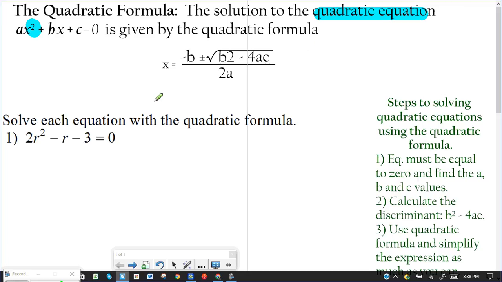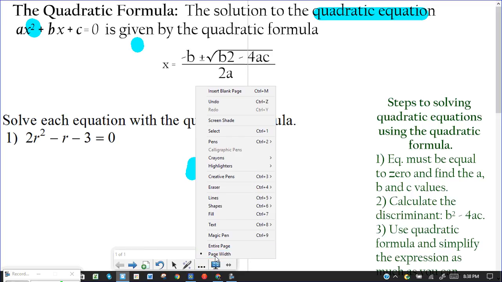Now these are the steps to use the quadratic formula. Number one is the equation must be equal to 0, and find the a, b, and c values. In this problem, we're fortunate because the equation is already equal to 0, so step number one is not really necessary. Now step number two, find the a, b, and c values.